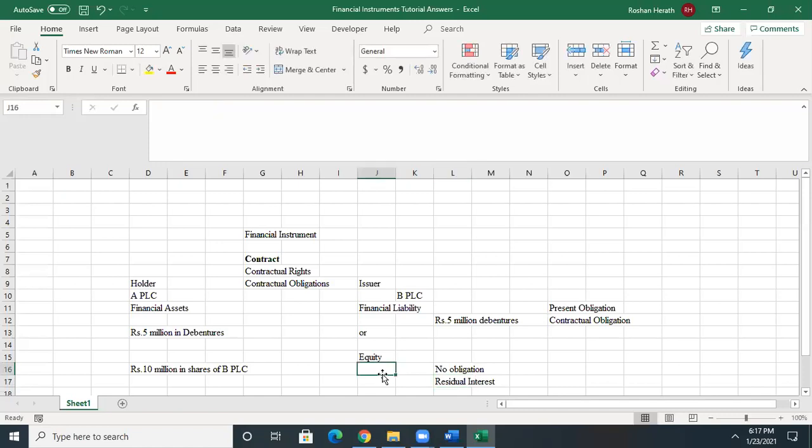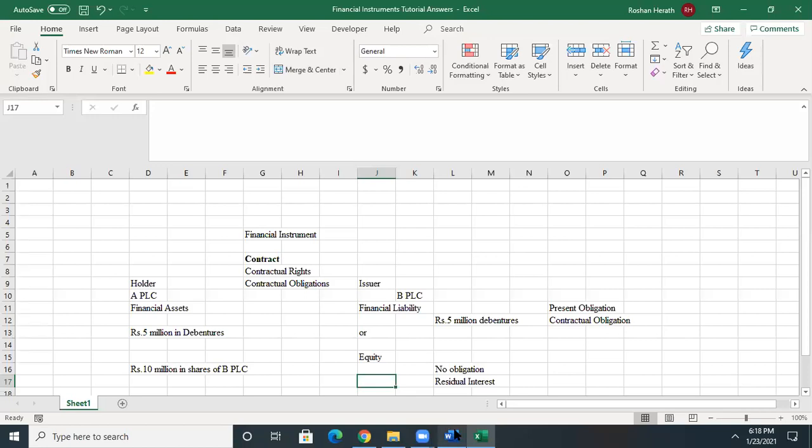So when it comes to this issue of shares, it is clearly equity to the issuer, and to the holder, that is an investment, right? So this is basically what we call the financial instrument. It's a contract which gives rise to a financial asset to one entity, while it gives rise to a financial liability or equity to the other entity. So this is how we define it, right?